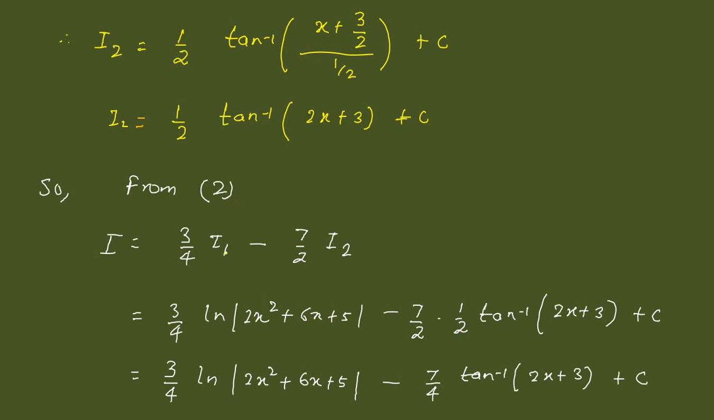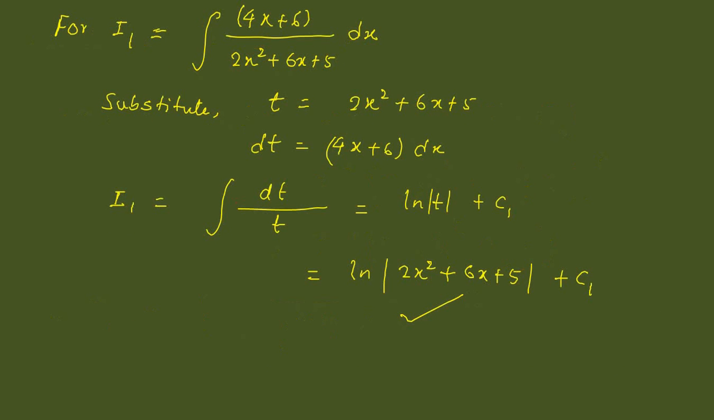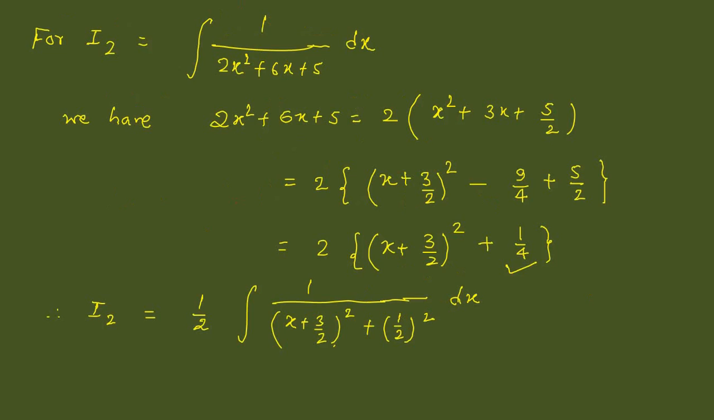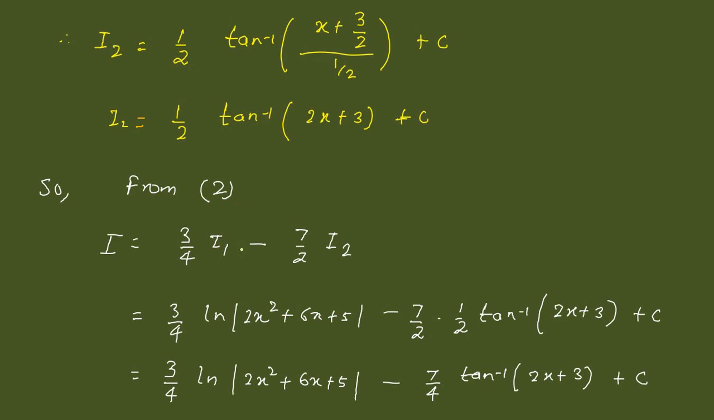Since I was 3/4 I1 minus 7/2 I2, we have evaluated I1 here and I2 here, and we can simply substitute both I1 and I2 in this equation, and we get the final answer as this. So this is the whole process of splitting into two. Now you understand the first integrand will be very easy by direct substitution, and the second integrand will be dealt with by the concept of completing the square method.